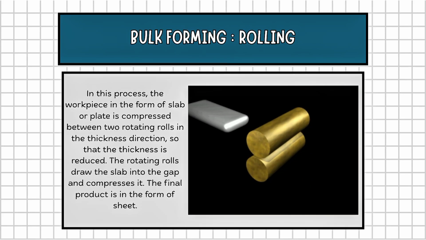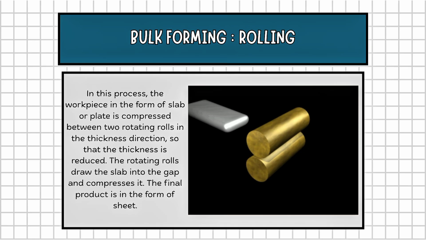First one, we have rolling. In this process, the workpiece in the form of slab or plate is compressed between two rotating rolls in the thickness direction so that the thickness is reduced. The rotating rolls draw the slab into the gap and compress it. The final product is in the form of sheet.